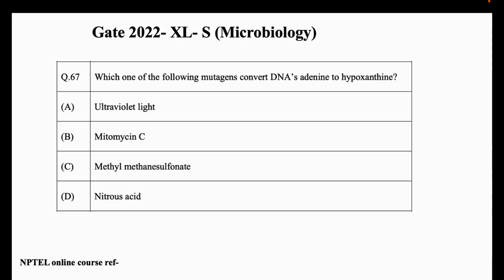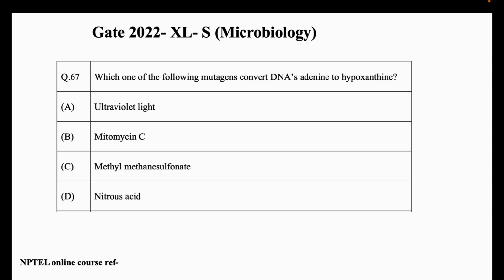Okay, this is GATE 2022 Life Sciences, Section S Microbiology. Question number 67. Which one of the following mutagens convert DNA's adenine to hypoxanthine? A. Ultraviolet light. B. Mitomycin C. C. Methylmethane sulfonate. And D. Nitrous acid.